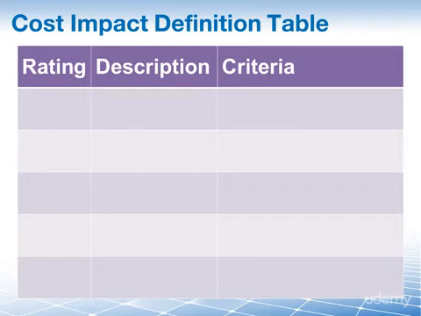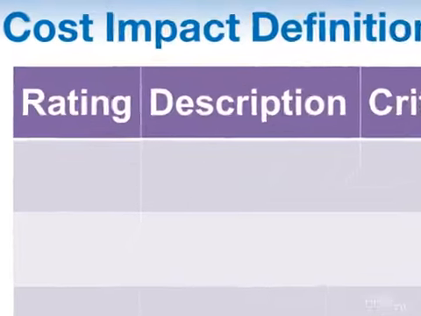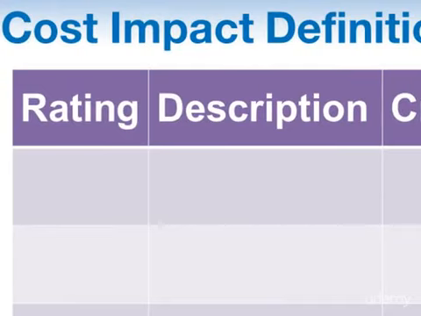And what we want to do is we're assuming we have a 5-point scale from 1 to 5. But what does a cost impact rating of 1 actually mean? What does a cost impact rating of 5 actually mean? That's what we are going to discuss here.